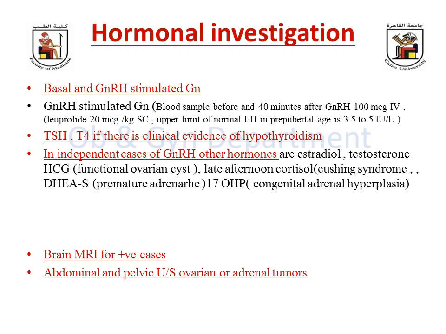Estradiol for isosexual precocious puberty, testosterone for heterosexual precocious puberty, HCG, functional ovarian cyst, late afternoon cortisol for Cushing syndrome, premature adrenarche dehydroepiandrosterone sulfate, 17-hydroxyprogesterone for congenital adrenal hyperplasia. If you suspect that our patient has a positive basal or gonadotrophin-releasing hormone stimulation test, then shift to brain MRI for exclusion of any organic disease of the brain, and abdominal and pelvic ultrasound for ovarian or adrenal tumors.